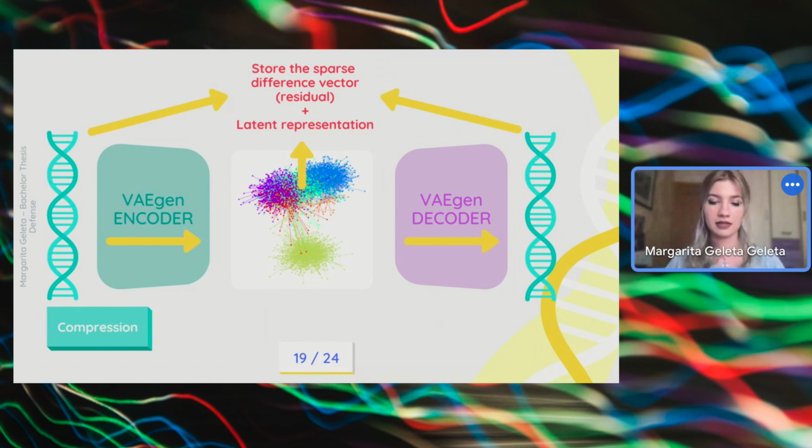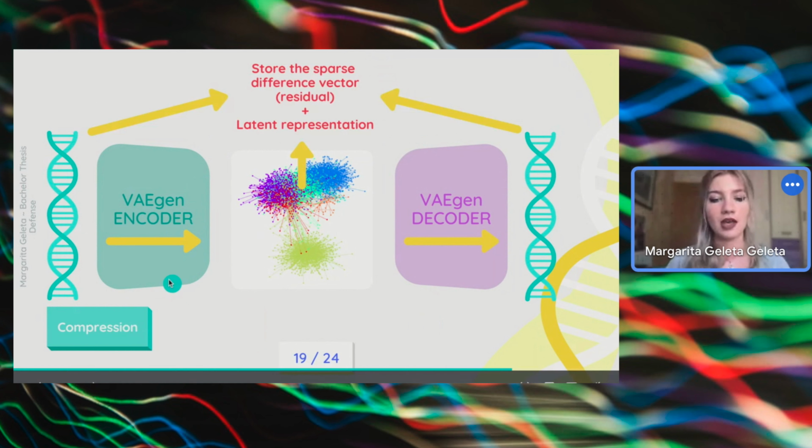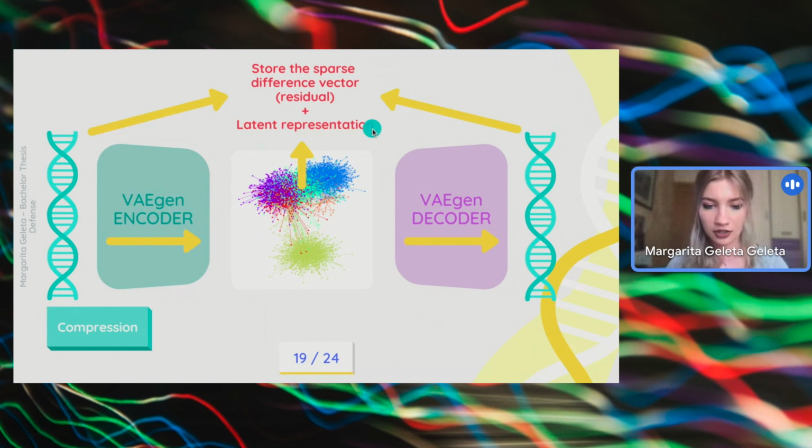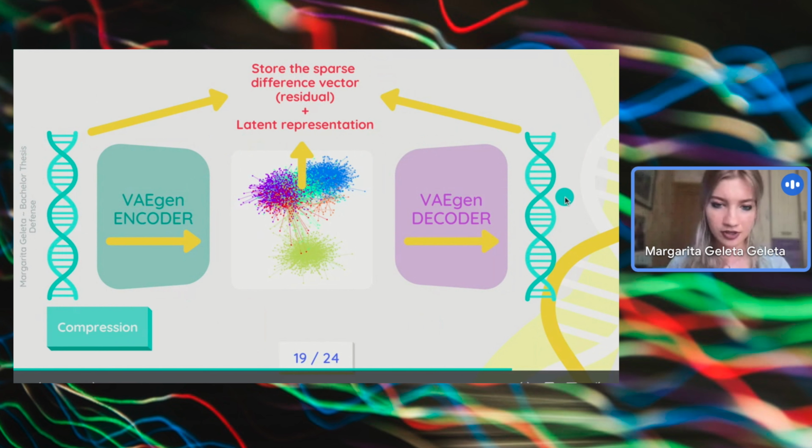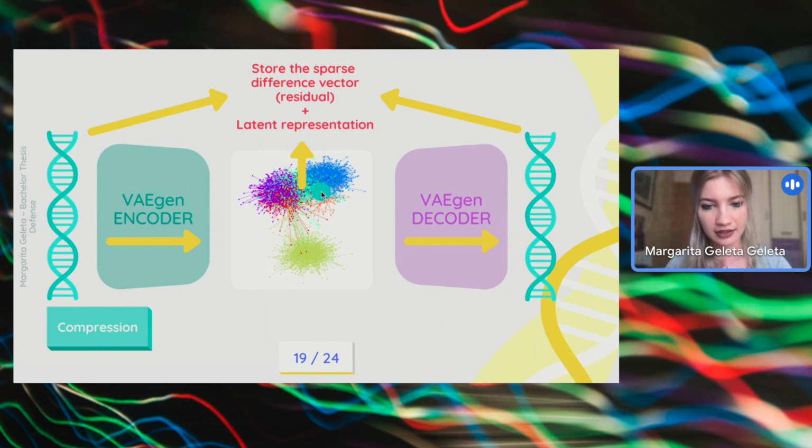Compression also follows a similar setting. We are using the whole network. We're storing two things. One is the latent representation, the coordinates in the latent space. And also we will be storing the residual, which is the difference vector between the input and the output. Why are we storing the residual? Because if we just store the latent representation, that would be lossy compression, because the decoder makes errors unavoidably. So we would reconstruct the input but with some errors.